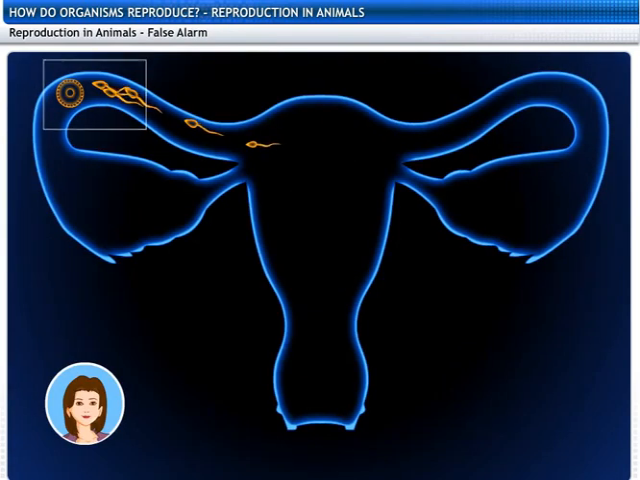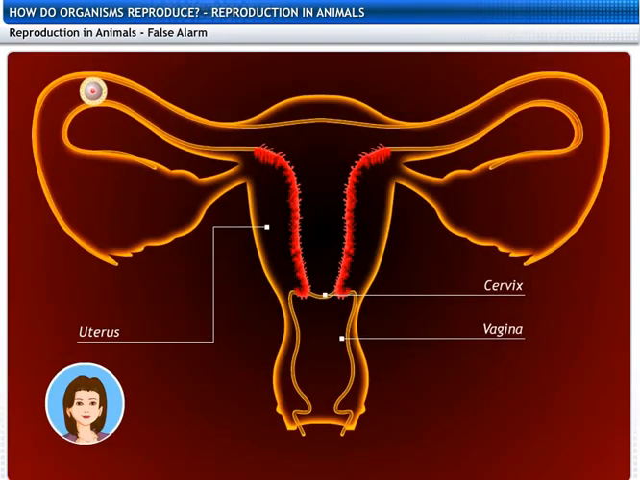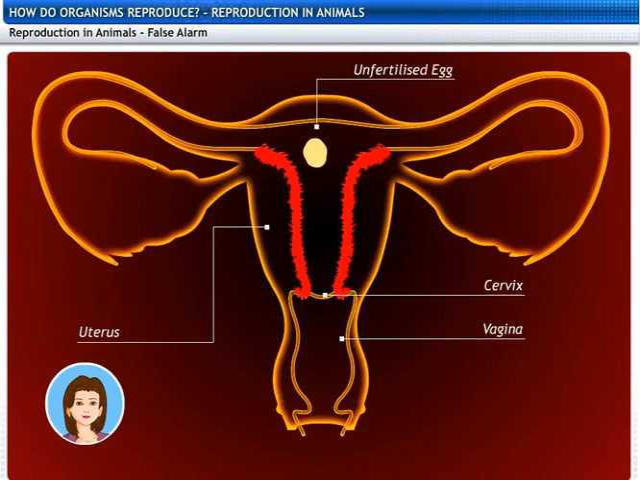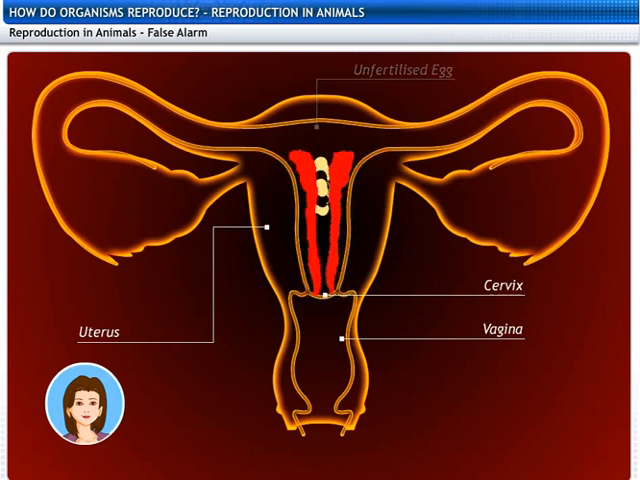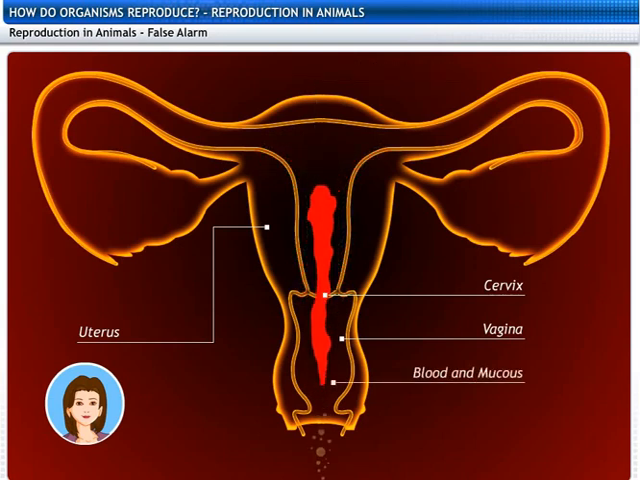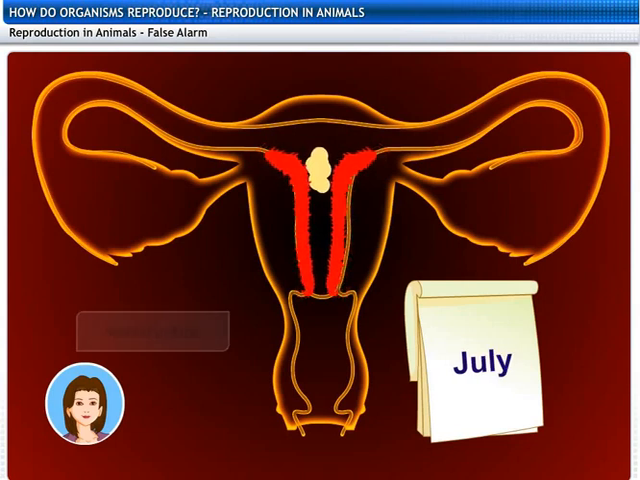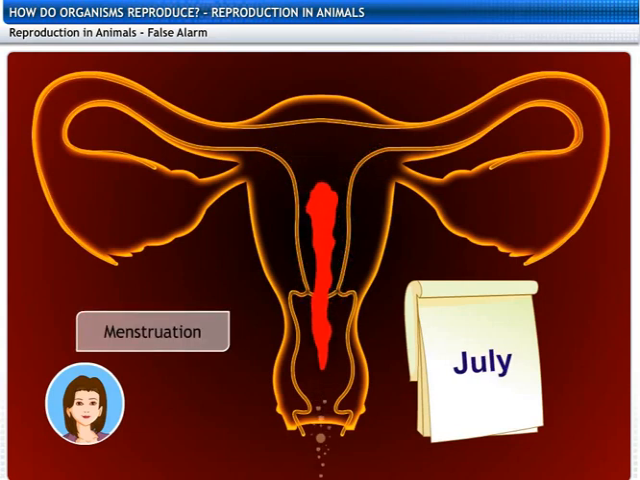It is not always necessary that the fusion between the sperm and egg takes place. However, the uterus creates a thick lining to support the fertilized egg every month. If the egg does not get fertilized, this lining is not needed, and hence it slowly breaks and comes out through the vagina as blood and mucus. This cycle takes place roughly every month and is known as menstruation. It usually lasts for about 2 to 8 days.